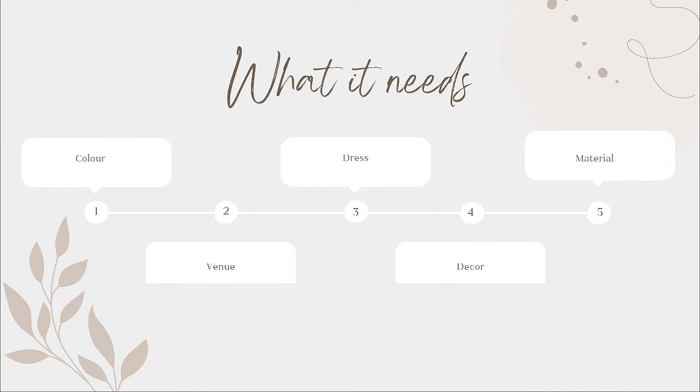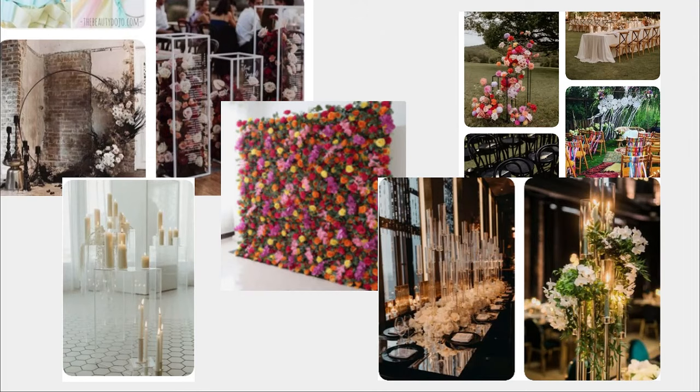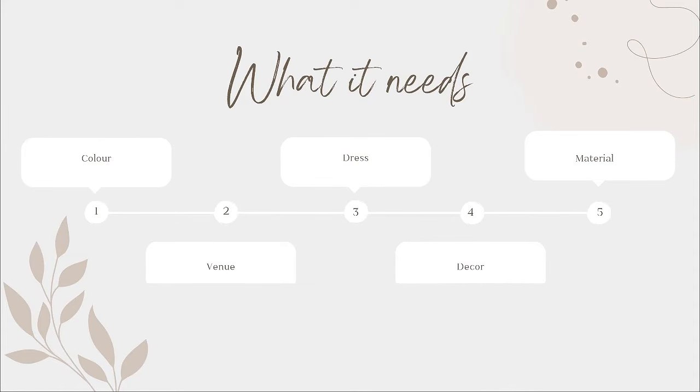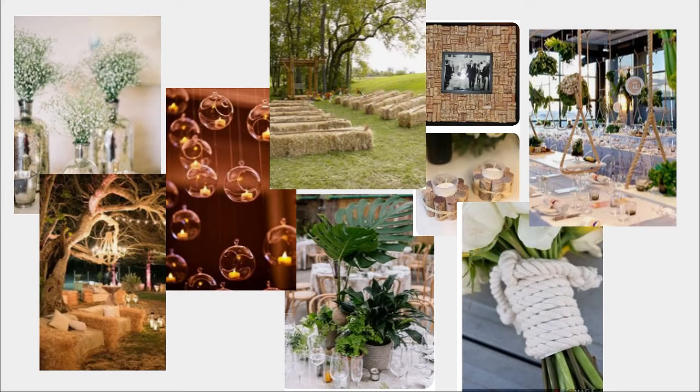Fourth, we have decor. Think about a floral centerpiece, lights, furniture, everything that can match your theme. Last, we have textures and materials. Incorporate ideas for fabrics and materials, whether it's lace, wood, velvet, glass. Your mood board should capture the essentials.